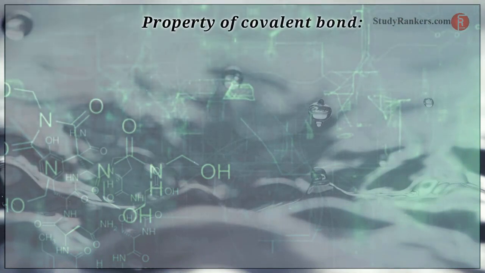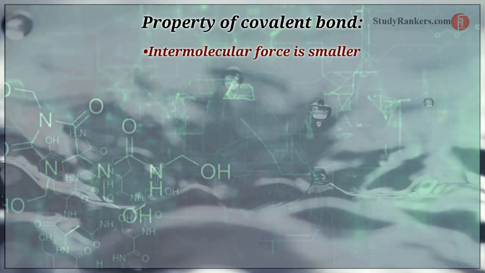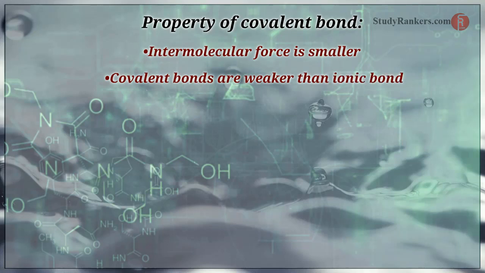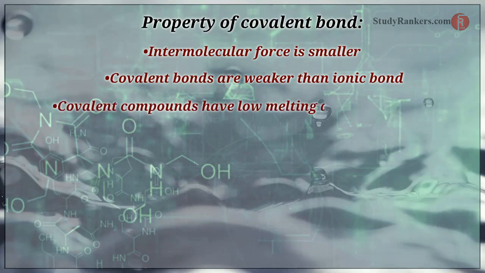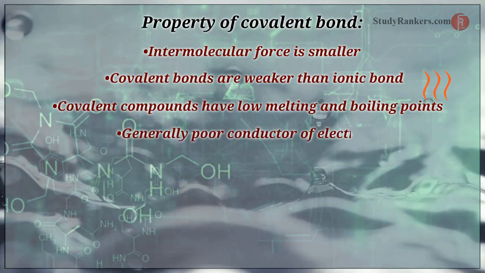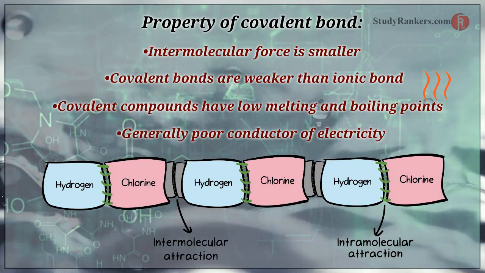Let's discuss a few properties of compounds formed by covalent bonds. We will also make a comparison with compounds formed by ionic bonds. Covalent compounds have weaker intermolecular force of attraction, while compounds formed by ionic bonds have stronger intermolecular electrostatic force of attraction. Thus, we can say covalent bonds are weaker compared to ionic bonds, since the intermolecular forces are less. They have lower melting and boiling points compared to ionic compounds. Covalent compounds are generally poor conductors of electricity because they are formed by sharing of electrons. They don't have the free electrons required for electricity transfer.